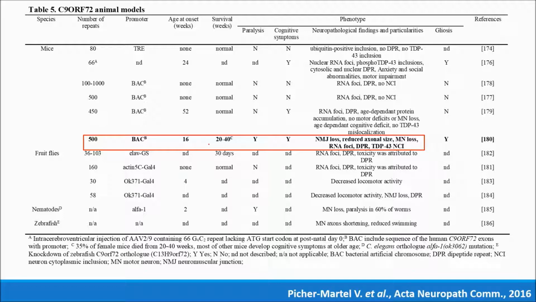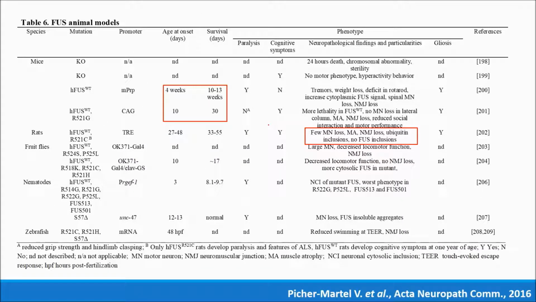C9orf72 animal models were published. One of the great ones was published, I think, at the end of 2015, and shows neuromuscular junction loss, reduced axonal caliber size, and motor neuron loss. So these are all great features of the disease, but they show pathology resembling C9orf cases. It's not yet clear if we can see RNA foci or DPR in other cases of the disease. So they are quite specific to the C9orf mutation, as the SOD1 are.